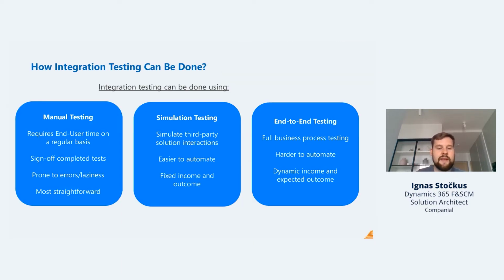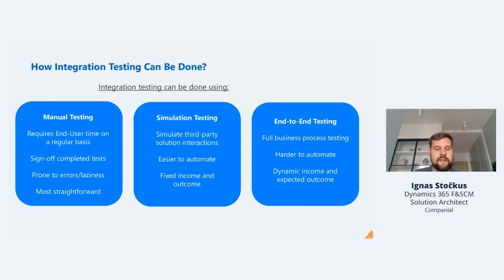So how do we tackle this problem? Because integration testing still needs to be done. As the software changes, as you get new releases and new product updates, it's very important that these integrations work and you don't get any inconveniences. In general, we identify three ways you can test your integrations: manual, simulation testing, or end-to-end testing.